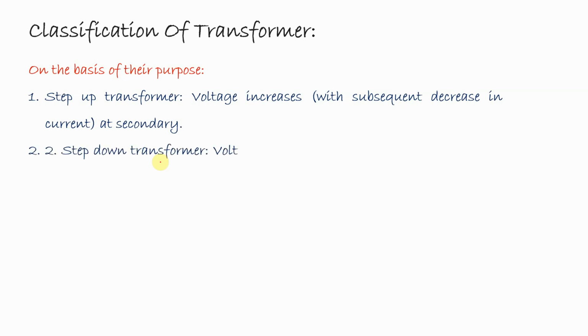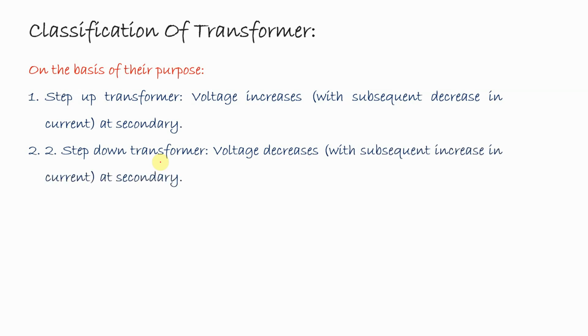The other type of transformer is called a step-down transformer, where the input side voltage will be more but the load side voltage will be less. Basically, the step-up transformer is used in generating stations, where the voltage level is increased for transmission purposes, and step-down transformers are used basically for distribution purposes.